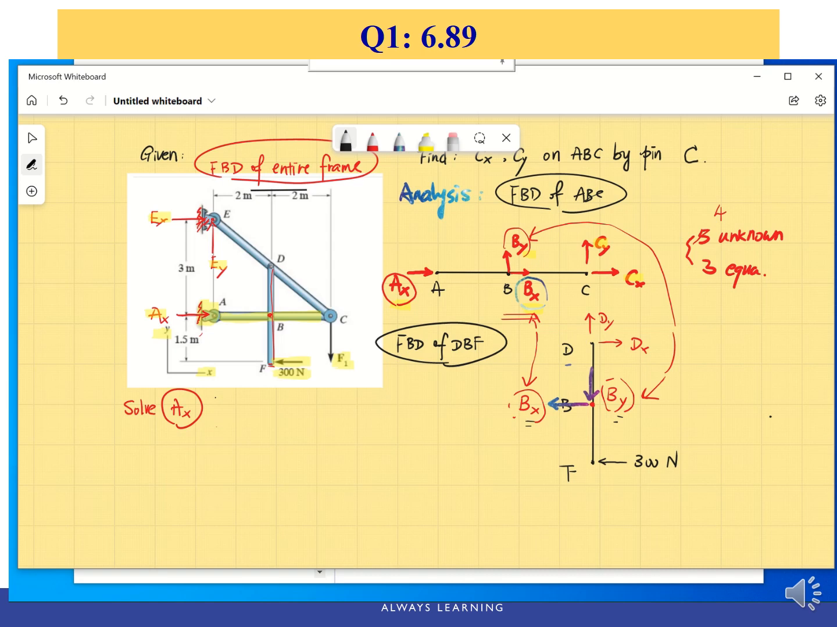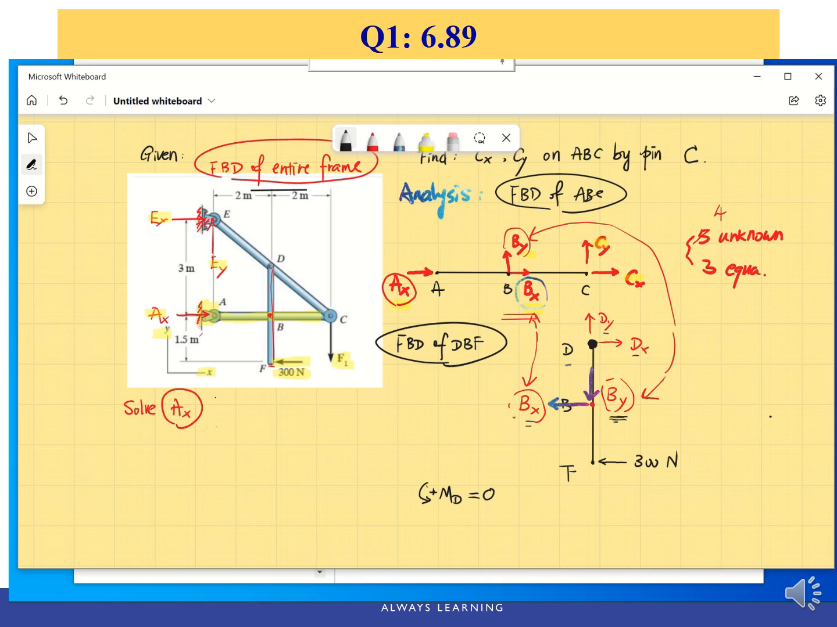If we don't care about the forces applied at pin D, how about we take the moment about point D? So just do a quick scratch. Moment about point D equals 0. Now Dx and Dy will not show up in this equation, and By actually passes through point D as well. Therefore, By is not appearing in this moment equation either. So the only forces that you will see in this equation will be Bx and the 300 Newton force.